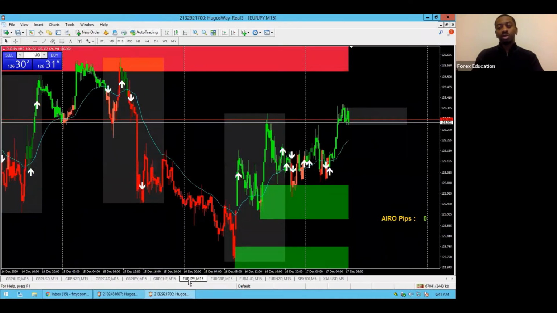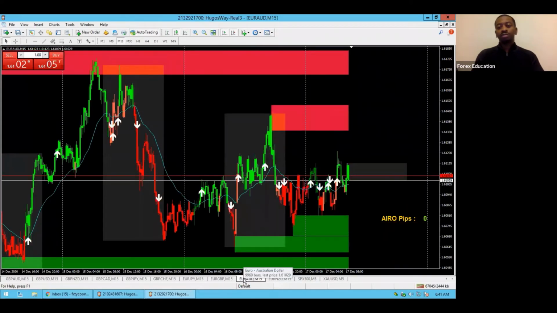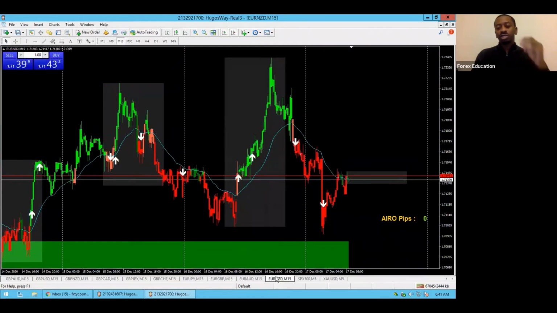Euro JPY. It's not even close to a zone, so we're waiting for a bounce. All right, Euro GBP. It's right at a zone, so we're waiting for a breakout somewhere. Euro AUD, nothing. Euro NZD, nothing. So right now, nothing there.